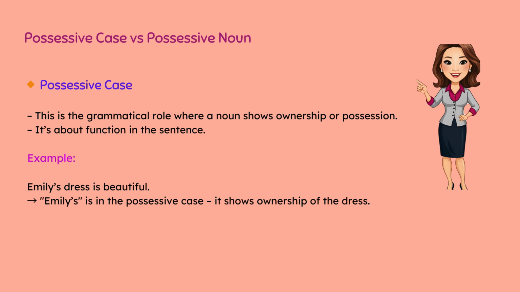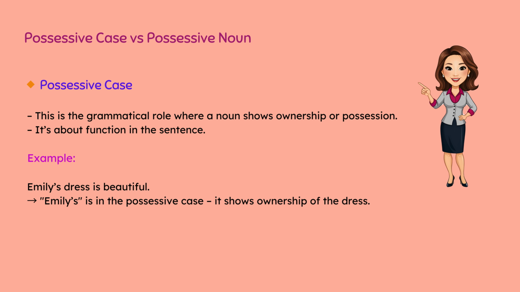Let's talk about the possessive case. The possessive case refers to the grammatical role a noun plays when it shows ownership or a relationship in a sentence. In simple words, it tells us who something belongs to. For example, Emily's dress is beautiful. Here, the word Emily's is in the possessive case because it shows who owns the dress. So anytime a noun shows possession or connection, it's said to be in the possessive case.